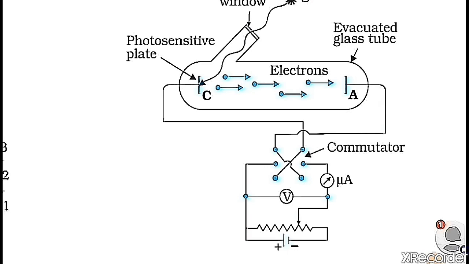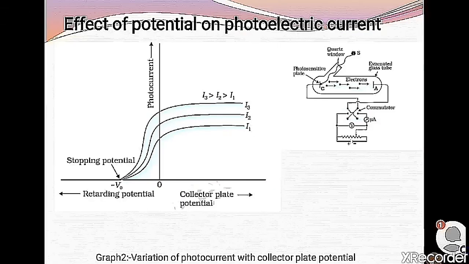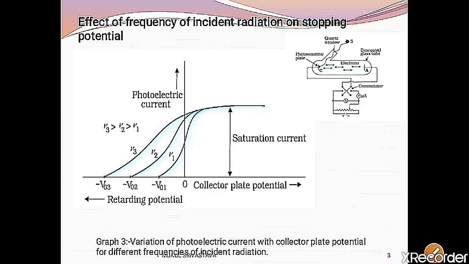Now we can repeat this experiment for incident radiation of the same frequency but higher intensities, that is I2 and I3, as given in this graph. If you see, as intensity increases, we get the same stopping potential each time. For a given frequency of incident radiation, the stopping potential is independent of its intensity. That means the maximum kinetic energy of the photoelectron depends on the light source and the emitter plate material, but is independent of the intensity of the incident radiation.